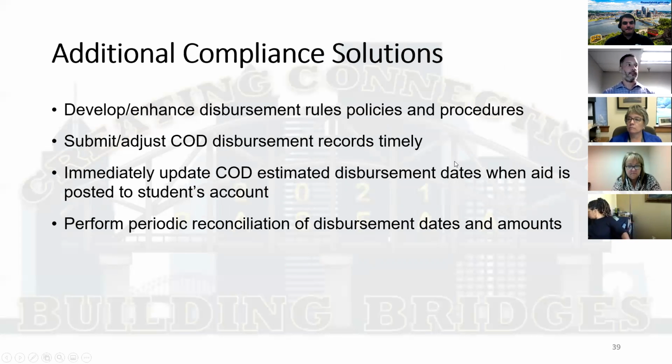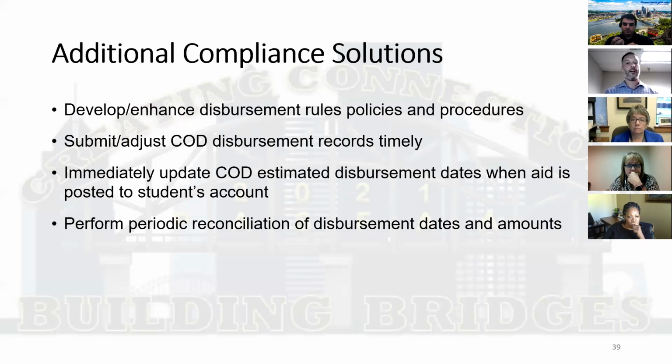So we're developing disbursement rules, making sure that we have them in our policies and procedures, making sure people are aware of them and where they are, and they understand them. It's easy to say that we have X, Y, and Z policy, but nobody knows where they are. Nobody truly understands them. They may be written well, but make sure that we understand what they are and what we're trying to accomplish. Submitting adjustments in COD, make sure that's done timely. Immediately updating COD estimated dates when aid is posted to the student's ledger card.